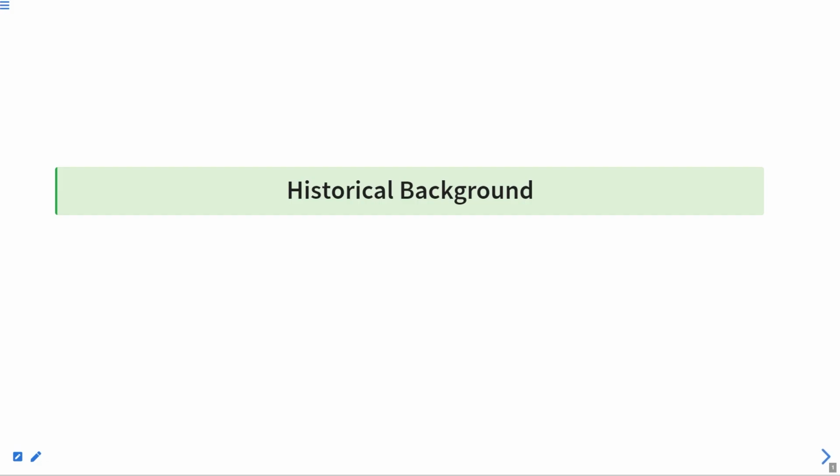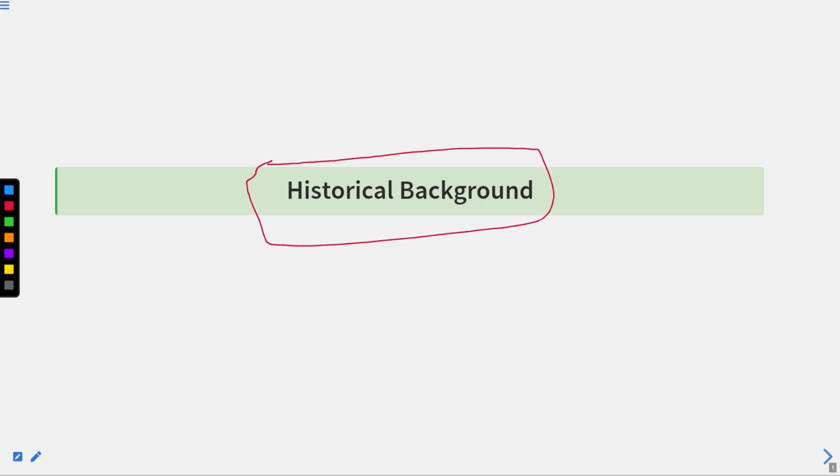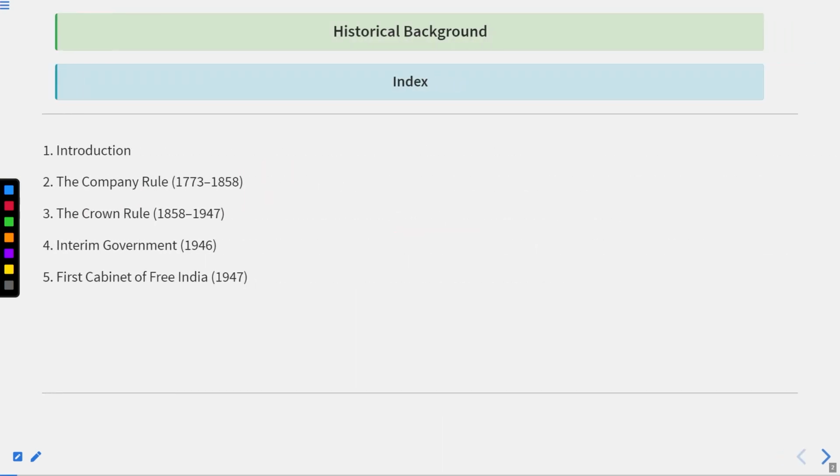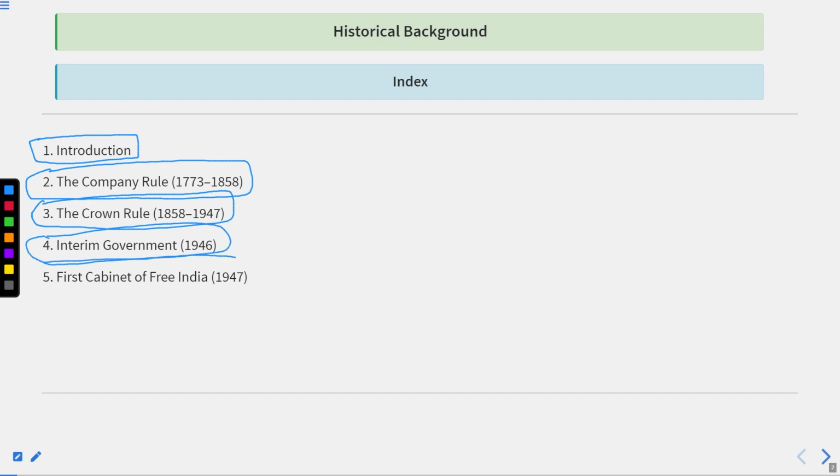So students, as we know, we had started the historical background of the Indian Constitution. That's the topic, and for the last few lectures we have been discussing it. These are the topics that we have scheduled for the discussion: starting with the introduction part, thereafter the Company Rule 1773 to 1858, the Crown Rule 1858 to 1947, the interim government 1946, the first cabinet of free India 1947.